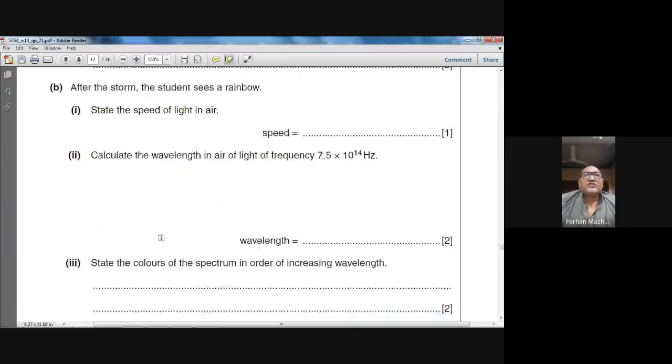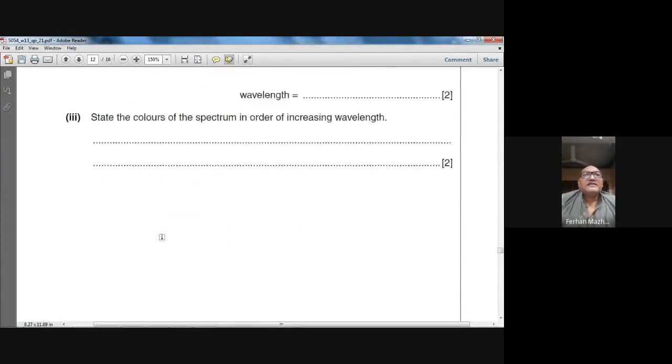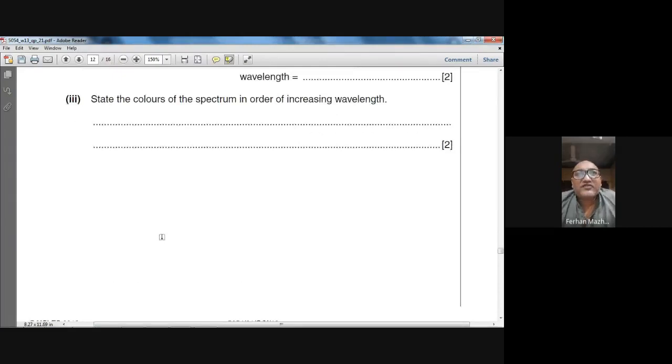Let's move to the next question. State the colors of the spectrum in order of increasing wavelength. Do you remember that very famous code word for the colors of the spectrum? We say Roy G. Biv. Let me show you.